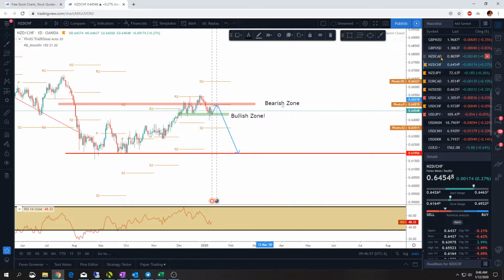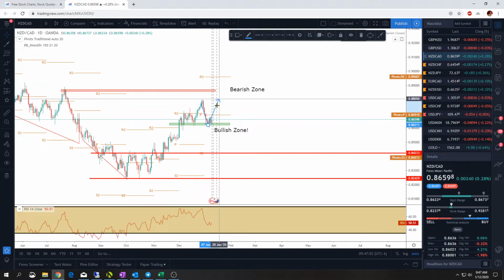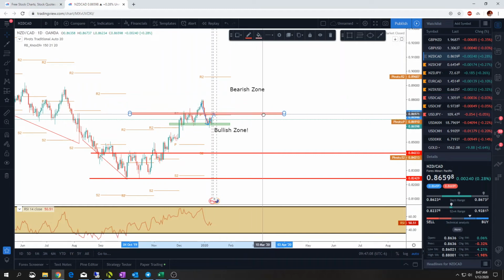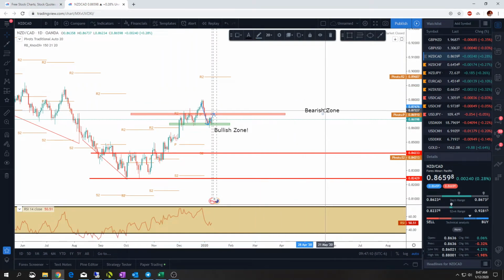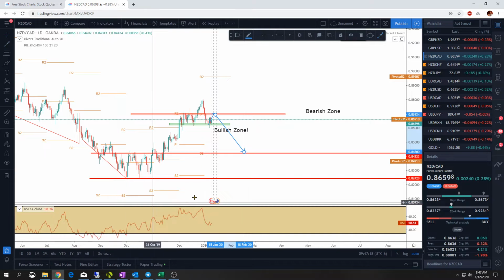New Zealand dollar, Canadian dollar, it's kind of looking like the same thing, right? If we get to this pivot level, I might be bearish there. Yeah, I kind of like it. Let's throw this arrow like it down to that level.